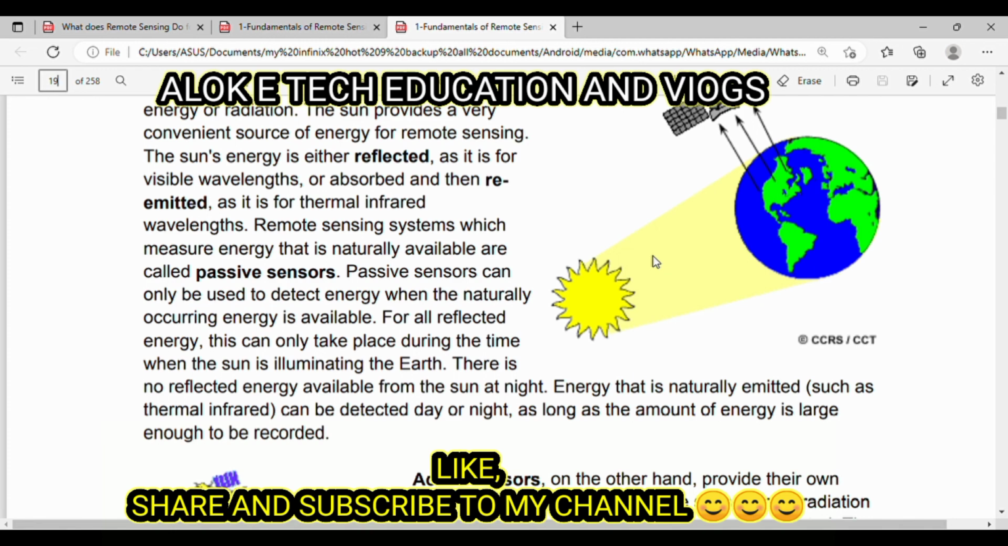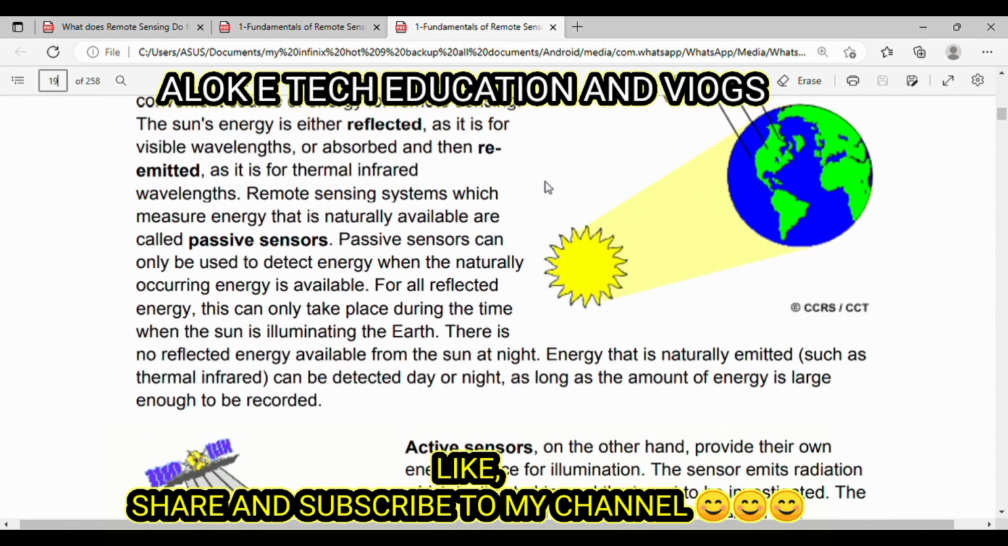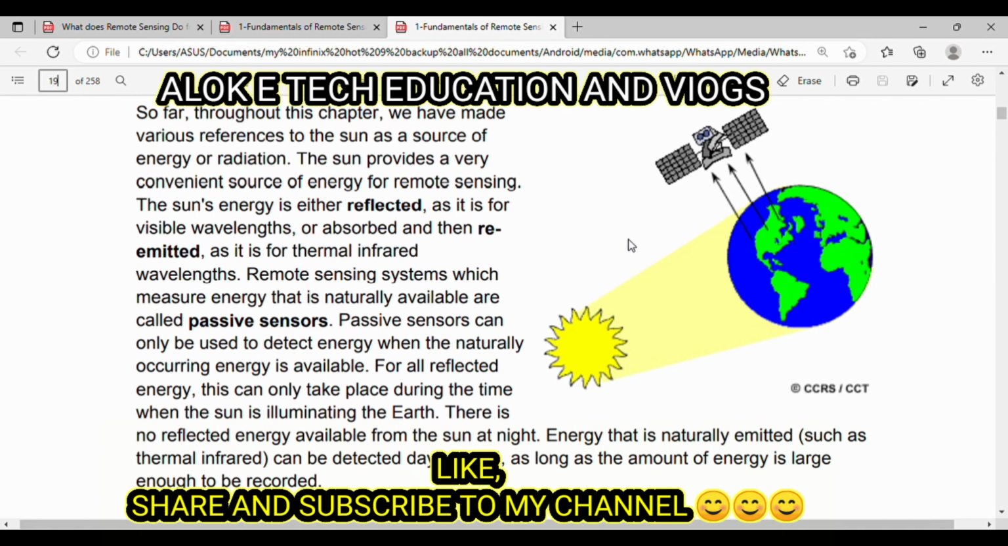Another part is the active sensor. In the figure you can see that the passive sensor relies on the radiation or illumination of the sun. The instrument or satellite captures or observes this information by using the illumination of solar radiation.